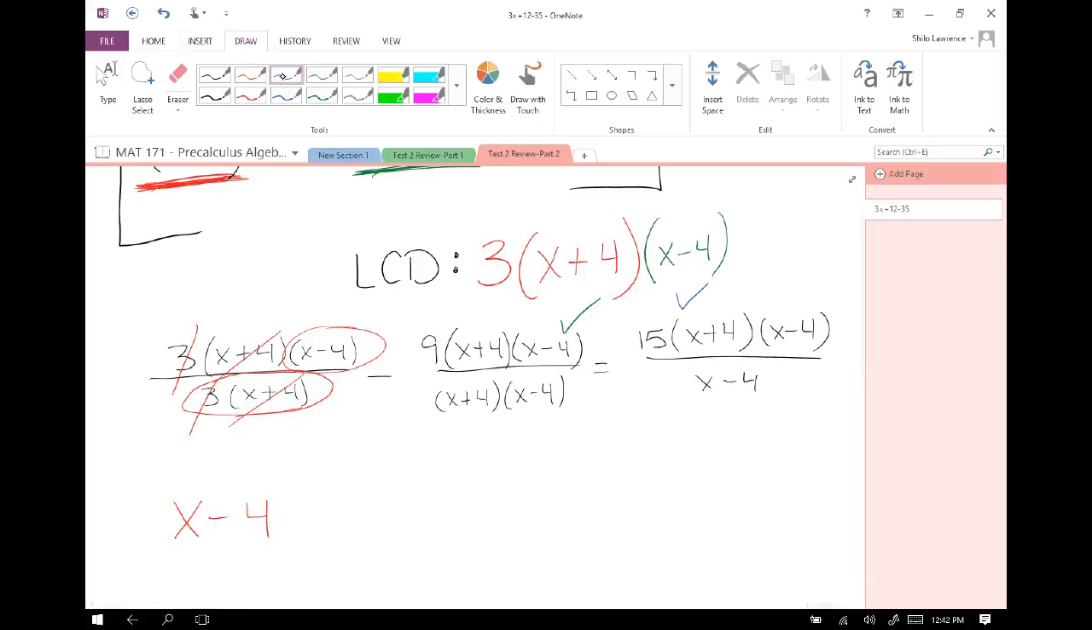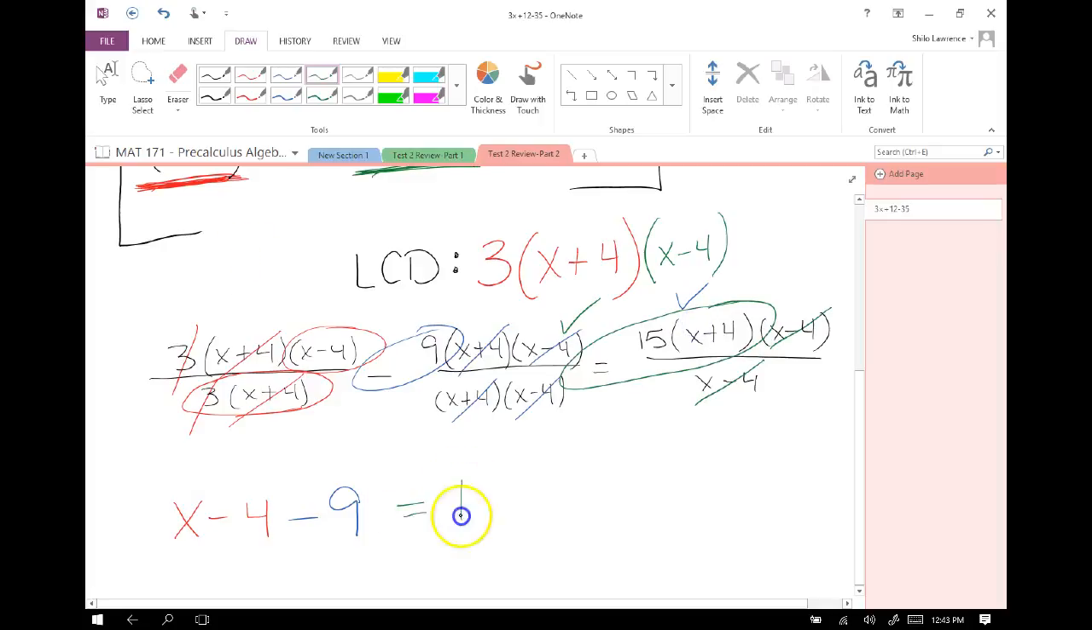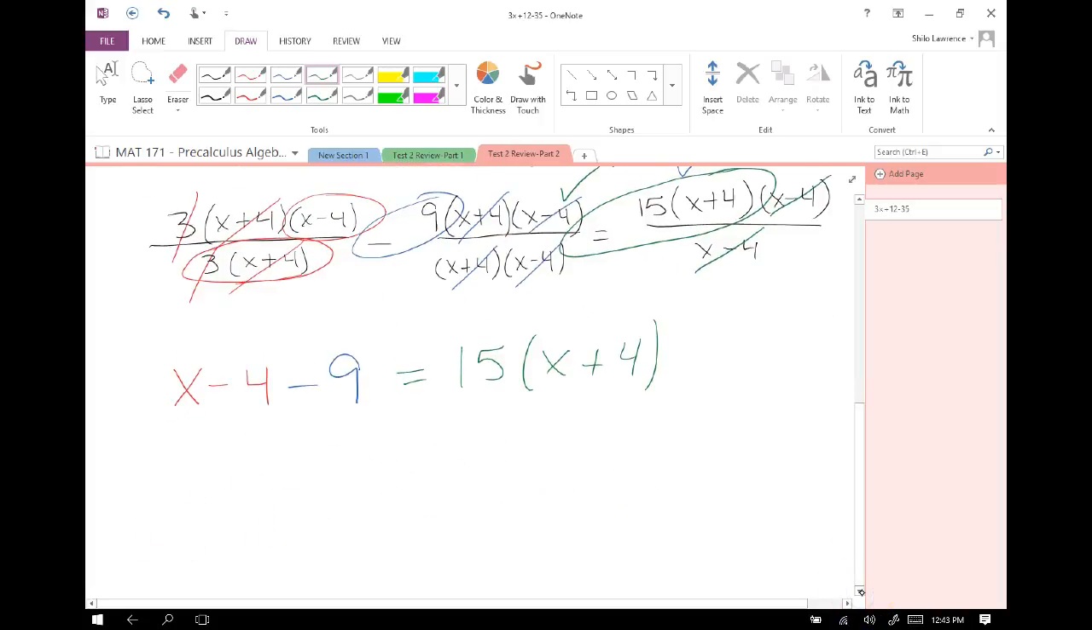In my next fraction, the x plus 4's cancel, the x minus 4's cancel. All I'm left with is minus 9. In the third fraction, the x minus 4's cancel, so I'm left with equals 15 times x plus 4. So now I just have a linear equation to solve.